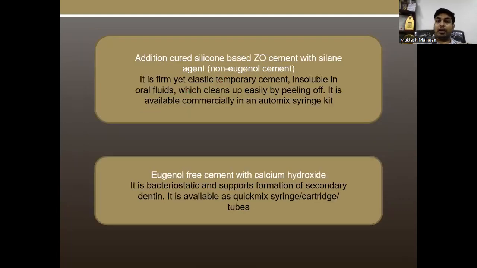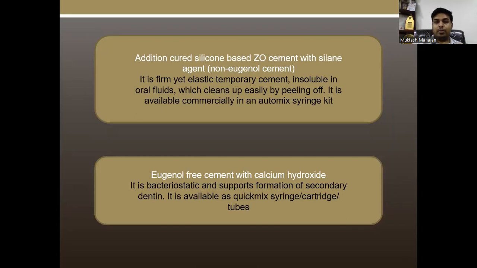Additional pure silicone zinc oxide cement with a silane agent, non-eugenol cement. It is a firm yet elastic temporary cement, insoluble in the oral fluid, which cleans up easily by peeling off. It is available commercially in an automix syringe kit.